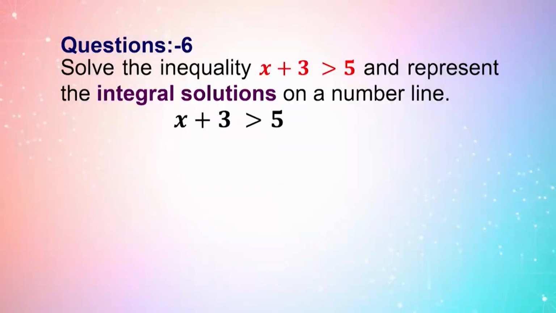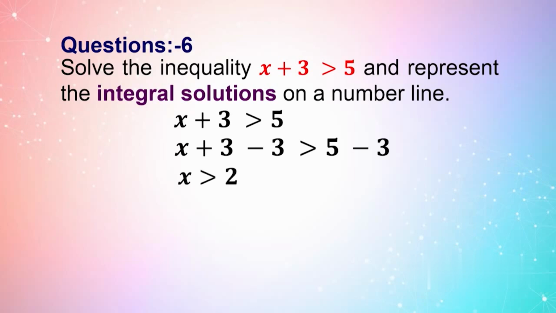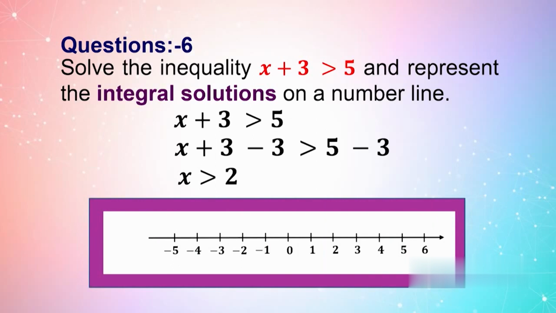simplify that. That means you have to take x to the left side and the other numbers to the right side. So, you have to remove plus 3. How to remove that? You can add minus 3 to both sides. Then, in the left side x is greater than 5 minus 3, 2.